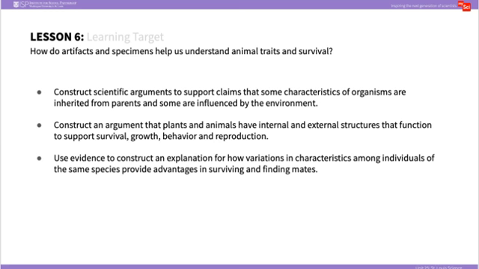By the end of this lesson, students will have constructed scientific arguments to support the claim that some characteristics of organisms are inherited from parents and some are influenced by the environment. They will have reviewed that internal and external structures are inherited from their parents and help support survival, growth, behavior, and reproduction. And they will have used evidence to support the claim that different characteristics help organisms survive and pass along their traits.